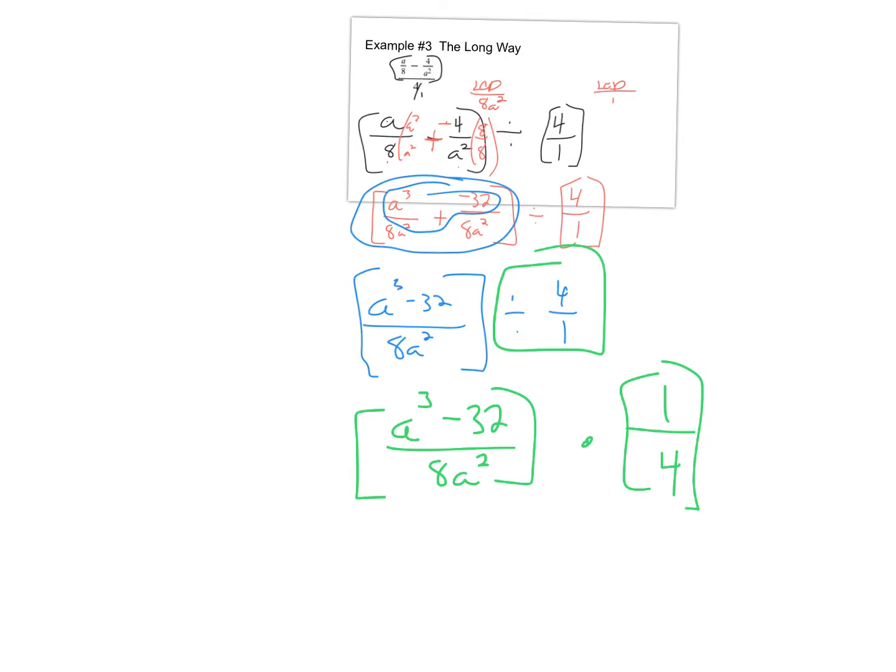All right, so let's start reducing. Now remember, because of this minus here, folks, this is in a parenthesis. So, do I have any a cubed minus 32 in the bottom? Nope. Can I do anything with the 8 and the a squared up above? Nope, because this is in a parenthesis, so I can't cancel the a's or the 8 and the 32. So, we're just multiplying. So, a cubed minus 32 times 1, a cubed minus 32 over, now 8a squared times 4 is going to be 32a squared.